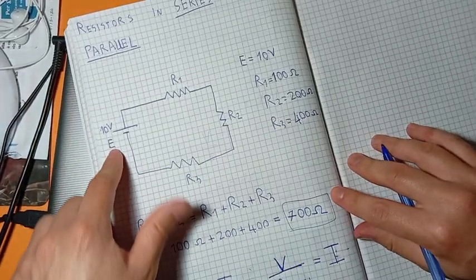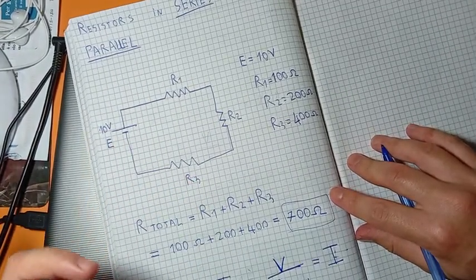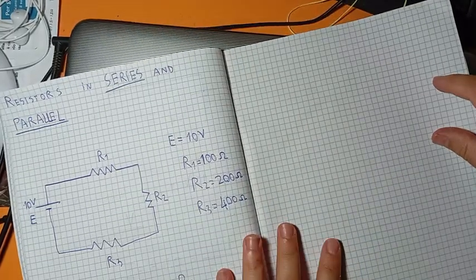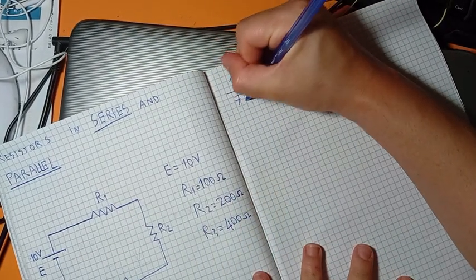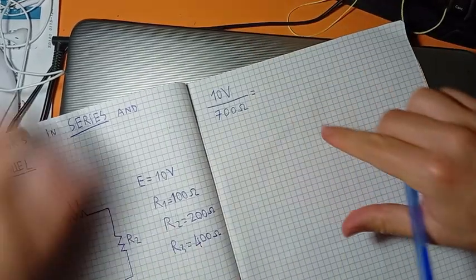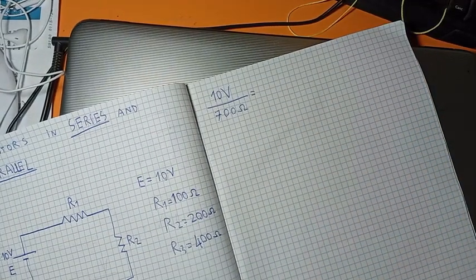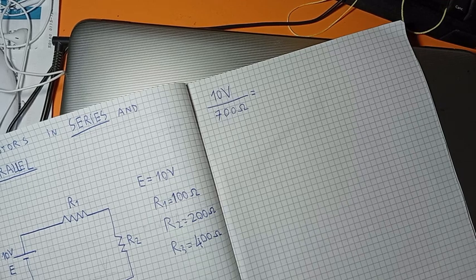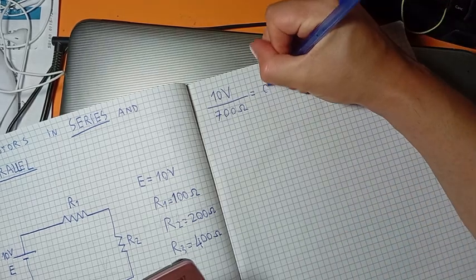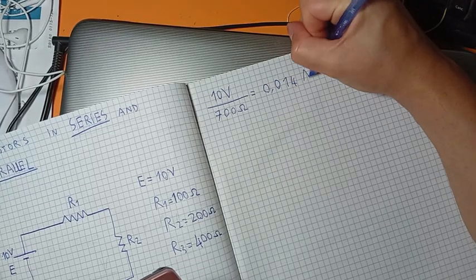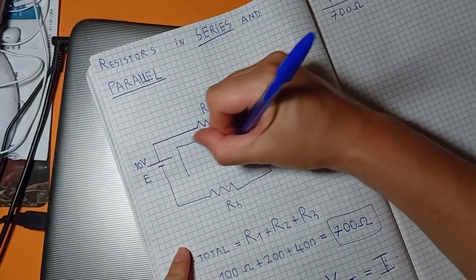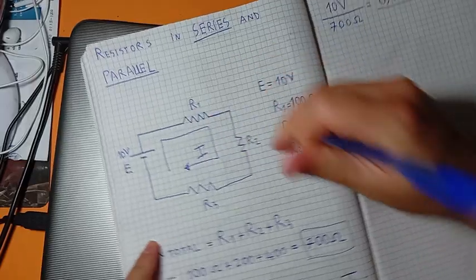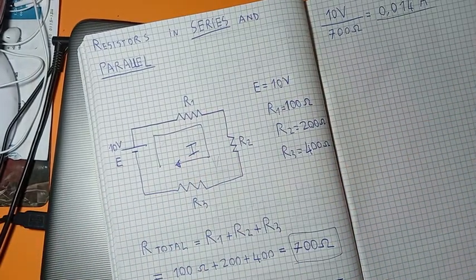So the total voltage here is 10 volt. And the total resistance is 700 ohm. So I just have to do 10 volt divided by 700 ohm. And in this way I'll find the current. The total current is 10 divided by 700, 0.014 ampere. This is the current of our circuit. The current flows in this way. So we have found the current of our circuit.